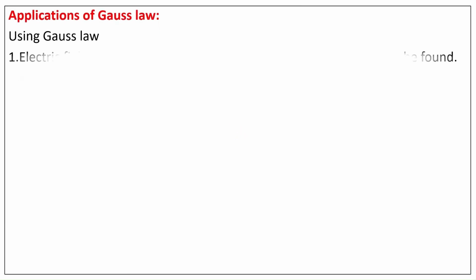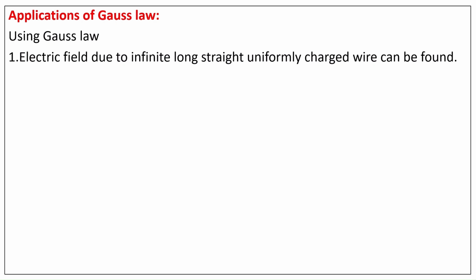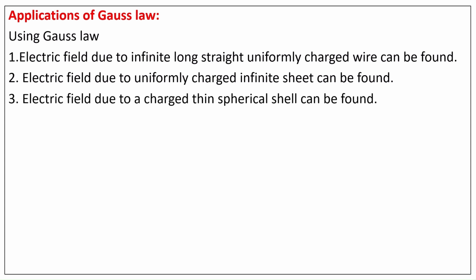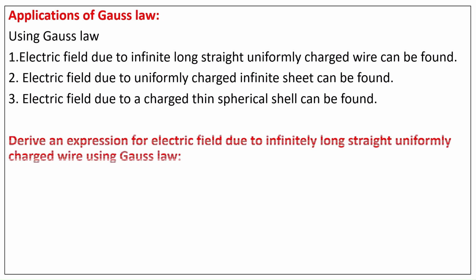Applications of Gauss law. Using Gauss law, 1. Electric field due to infinite long straight uniformly charged wire can be found. 2. Electric field due to uniformly charged infinite sheet can be found. 3. Electric field due to a charged thin spherical shell can be found. Let's see one by one.